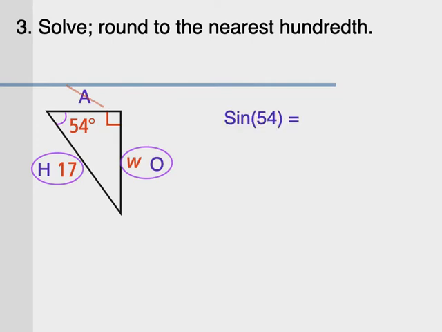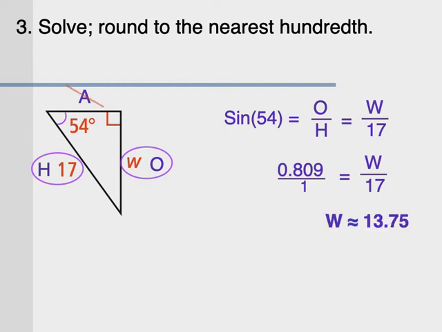So sine of your starting angle equals opposite over hypotenuse, which would be W over 17. Finish solving this problem on your own. You typed sine 54 in your calculator. You put that over 1 so you could cross multiply. You should get W is around 13.75.